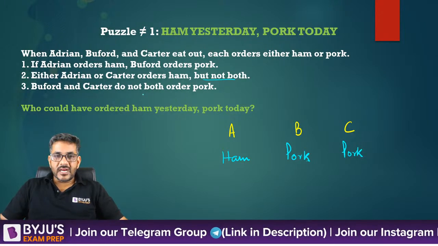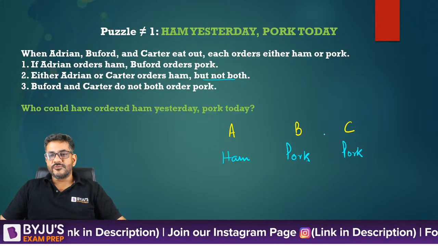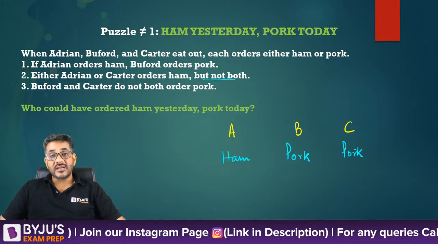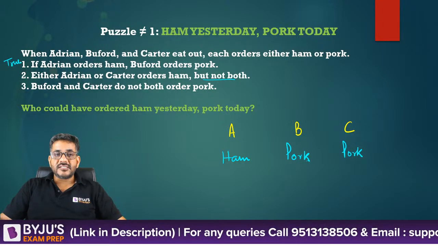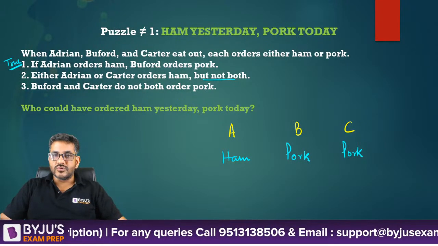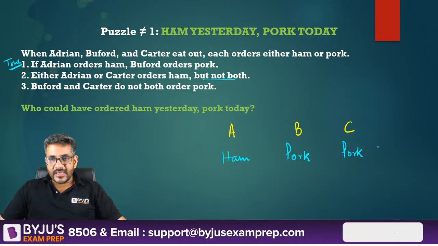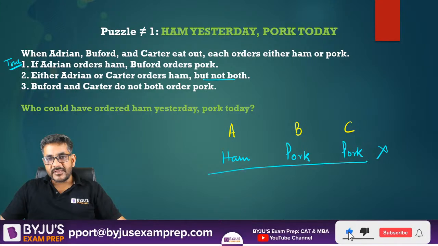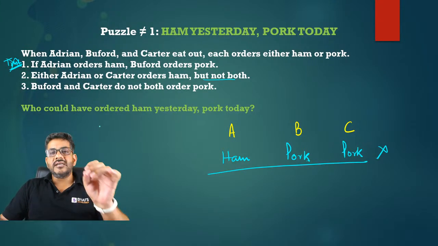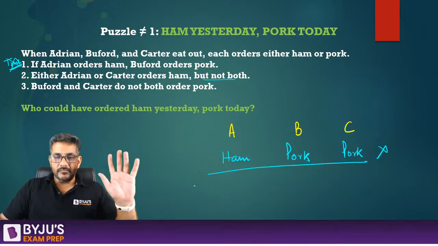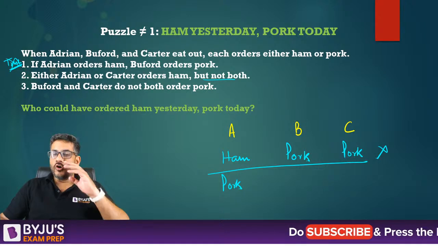Bufford and Carter do not both order pork. लेकिन यहाँ तो ये दोनों pork order कर रहे हैं. So I assumed the first statement to be true, and I saw that the case got rejected. If the case got rejected, that means the first statement is not true. That means Adrian does not order ham. So Adrian orders pork. I hope you have got it.